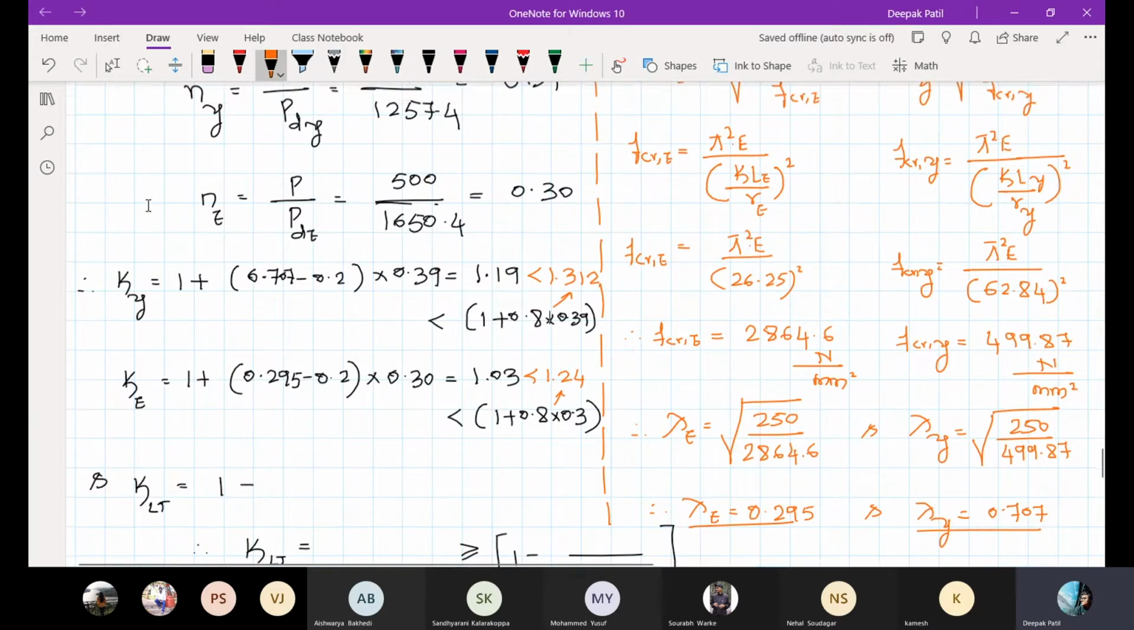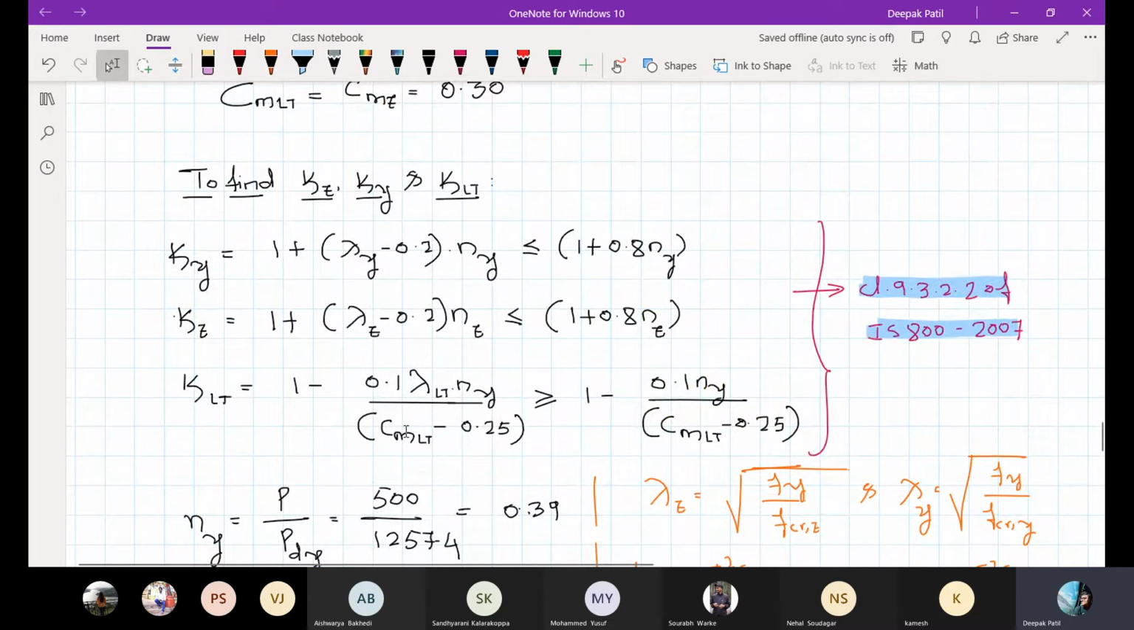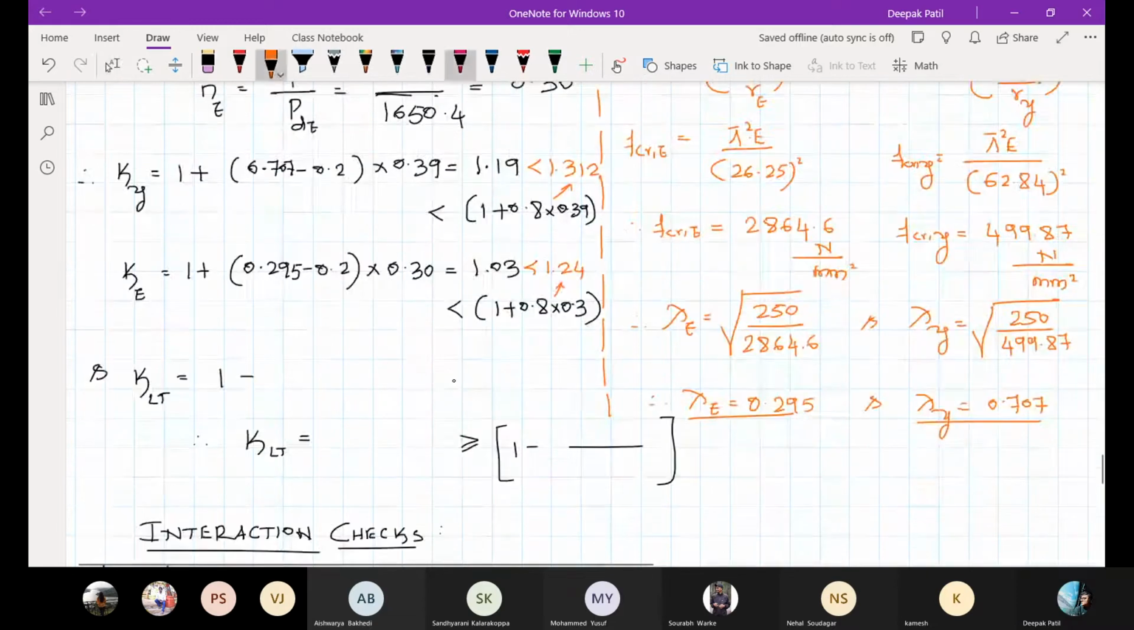Let us calculate KLT, which is given by this formula. All the things I know: CMLT I know, NY I know, and lambda LT is actually nothing but 0.5856. So once you substitute all those values in the formula for KLT, I will get the value of KLT as 0.959. So I calculated KLT.